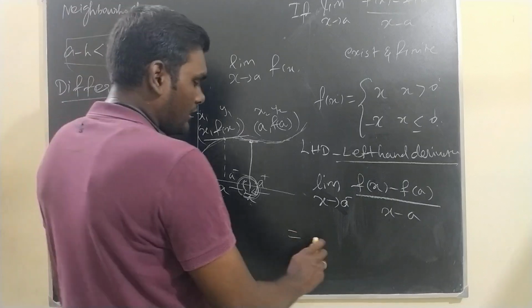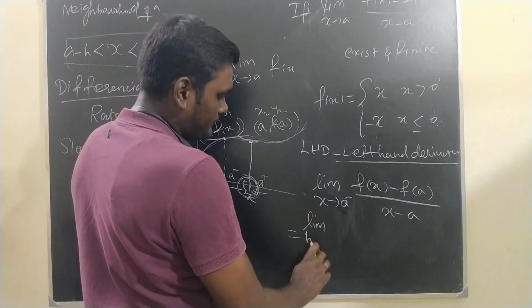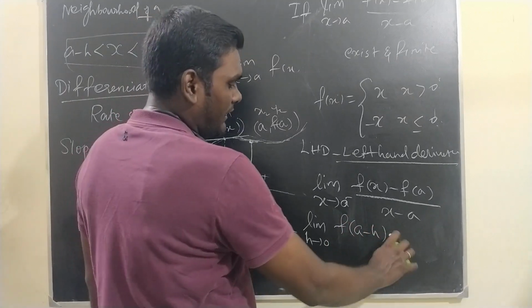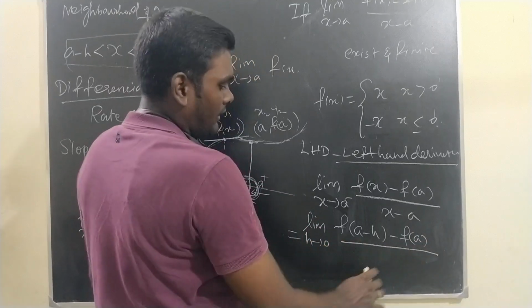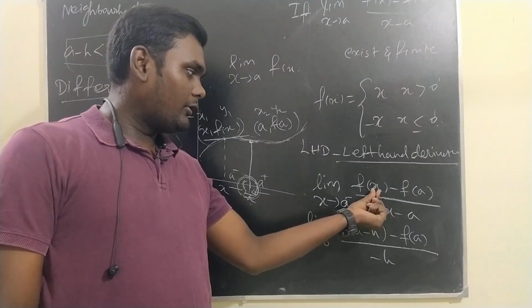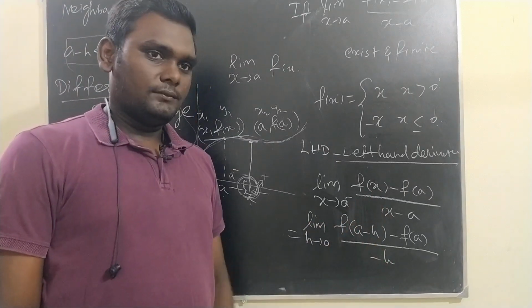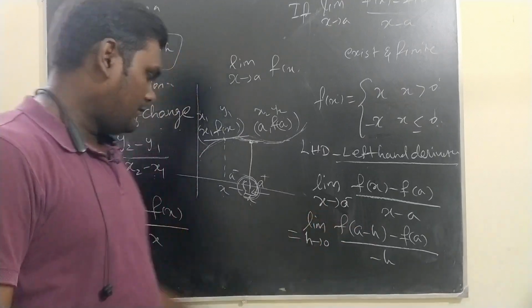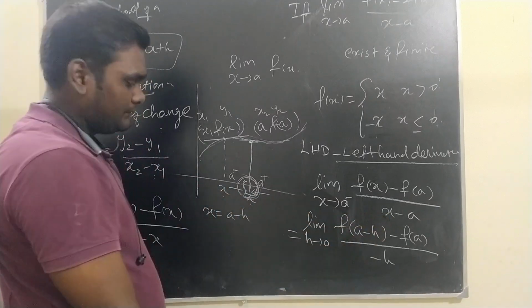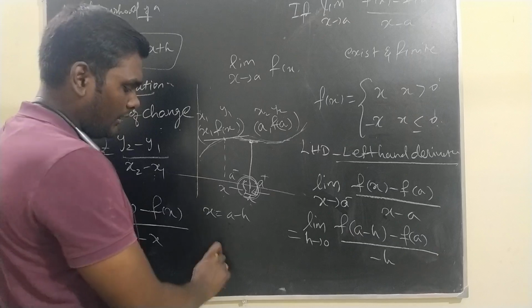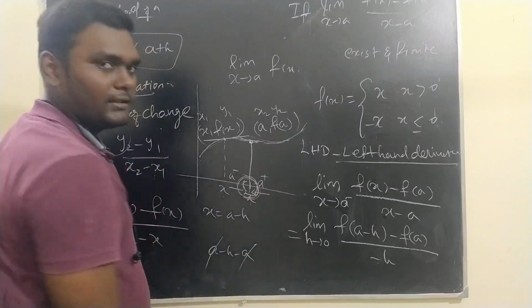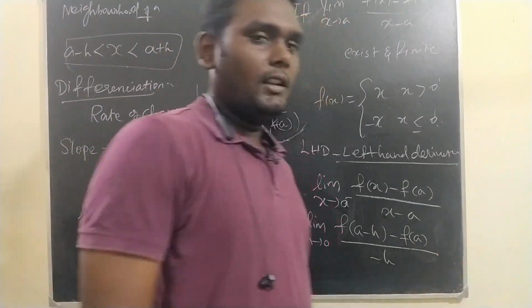Okay. So in terms of h, if you want to say, means limit h tends to 0 f of a minus h minus f of a divided by minus h. In place of x, I substituted a minus h, that's all. In place of x, I substituted what? A minus h. Then here what will come? A minus h minus a will come instead of x. So this plus a minus a will get cancelled, we get minus h. Okay. So it is the left hand derivative.